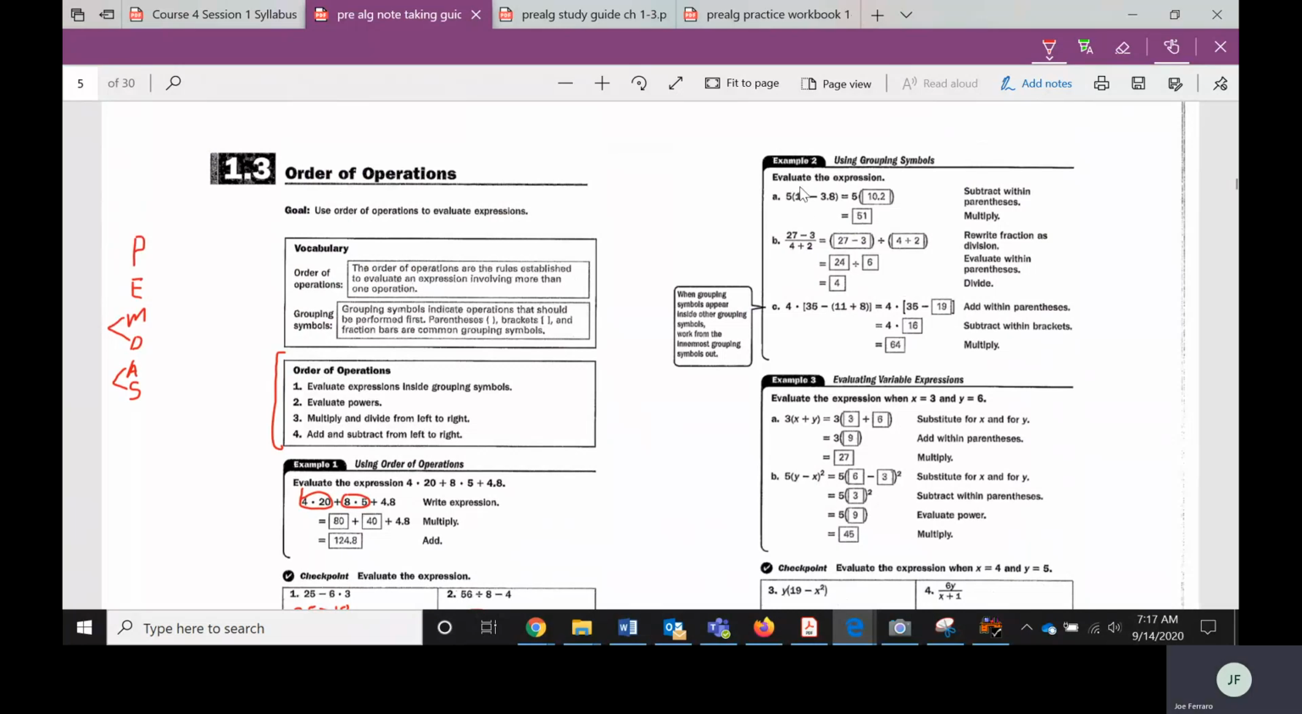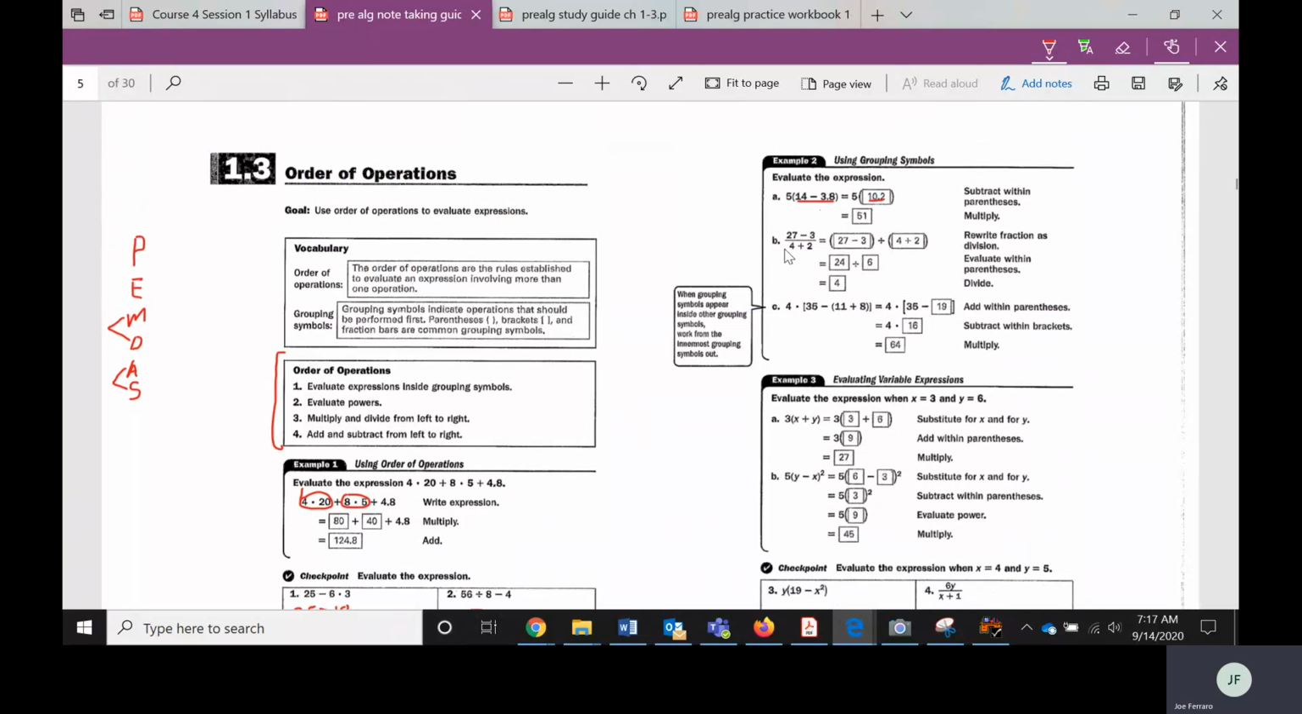Now you might be thinking they'll distribute, the distributive property, this times this and this times this. You could do that, but we have all numbers. There's no variables or anything. So we just do the order of operations. We have this in parentheses. So we do that first. So 14 minus 3.8 is 10.2. Okay. Now you just take 5 times 10.2, which is 51.